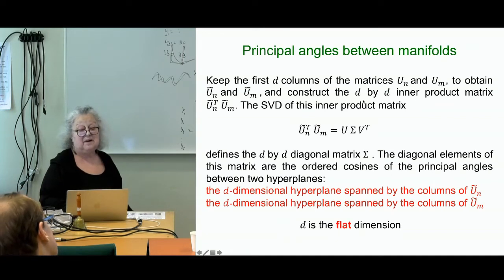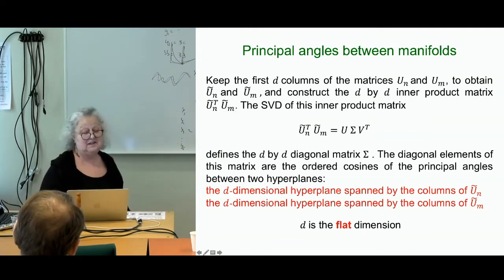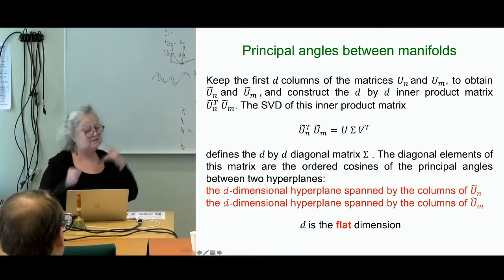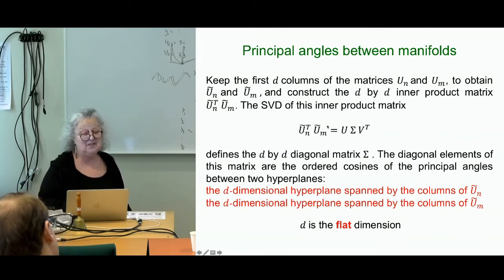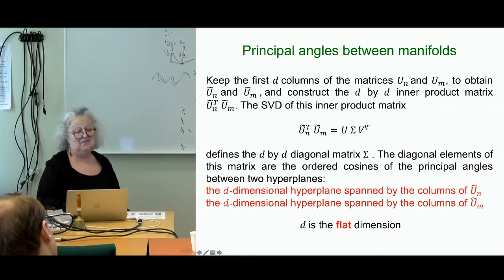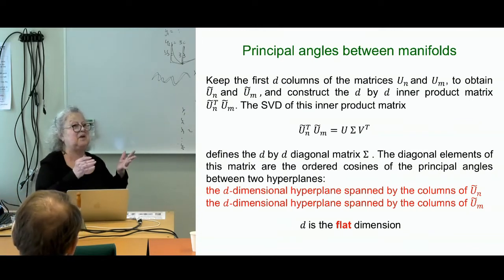And we construct the D by D inner product of Um transpose and Un. They are T by D, sorry. D by T is correct. And so we do the inner product of these matrices, and we do again a singular value decomposition. And this matrix sigma, which is the diagonal part of the singular value decomposition, is a matrix that has the cosines of the principal angles between these two subspaces.